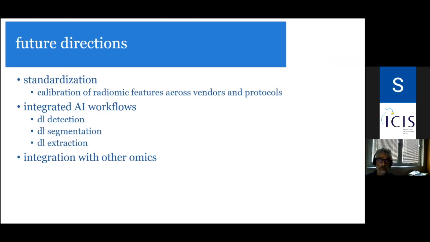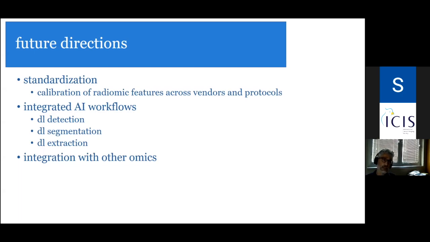So coming to a conclusion, I think that I stressed the concept that standardization is essential and is at the moment, in my opinion, an issue in radiomics. The calibration of radiomic features across vendors and protocols and sites should be obtained in order to have results that are comparable and then clinically translatable.